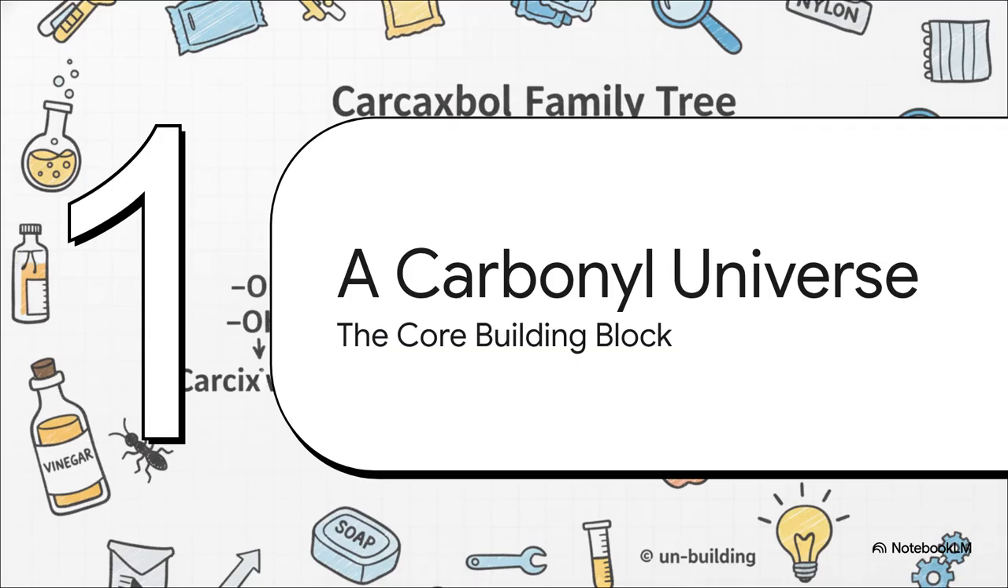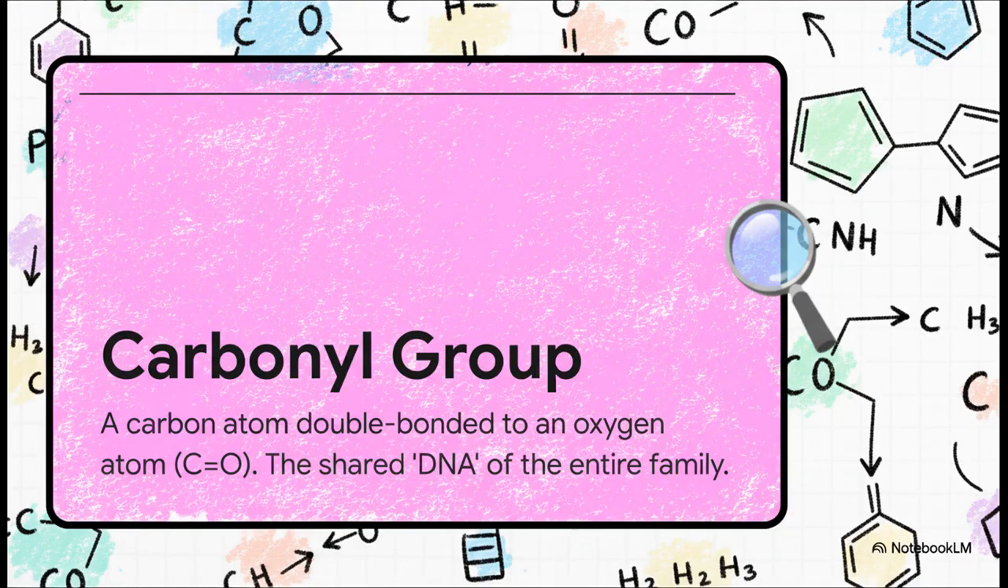To really get a handle on this family, we have to go right to the heart of their world, to the one piece of architecture that defines every single one of them. And here it is, the carbonyl group. It's pretty elegant in its simplicity. Just a carbon atom sharing a double bond with an oxygen atom. The best way to think about this C=O structure is like the shared family DNA. If you see this, you know you're in the right neighborhood.